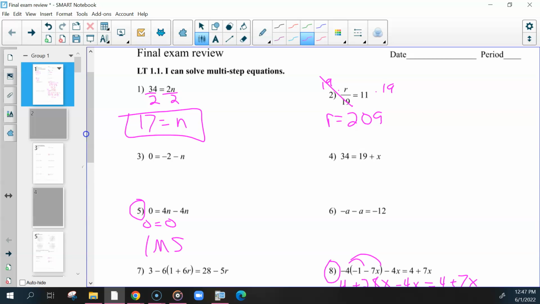Any others? Four. Last one. No, I lied. 9.